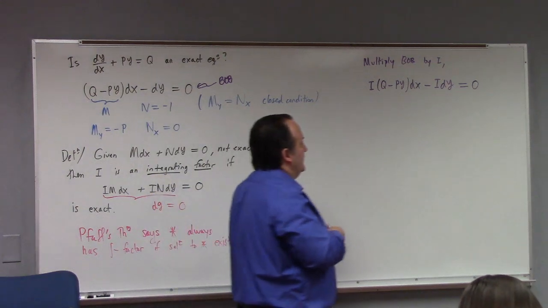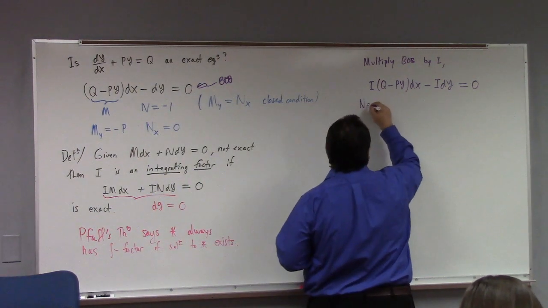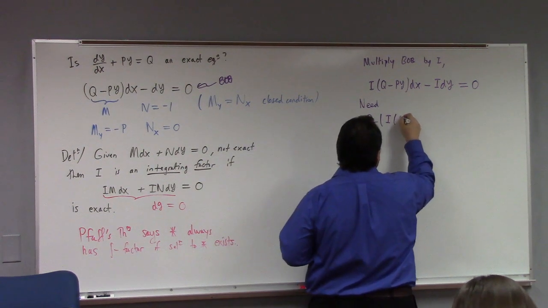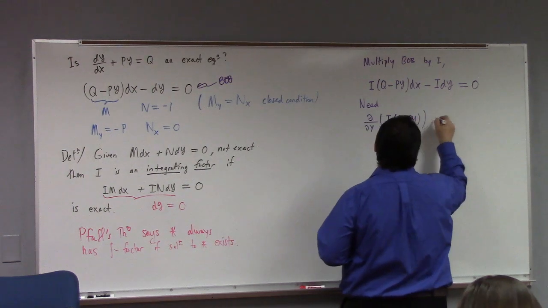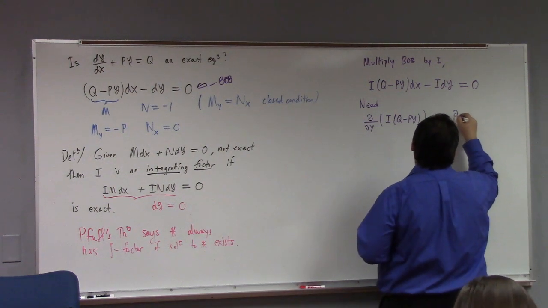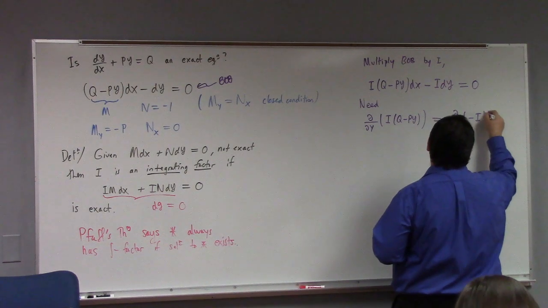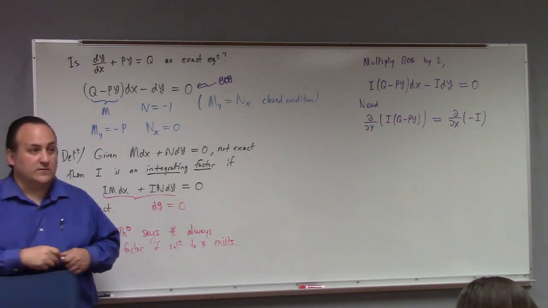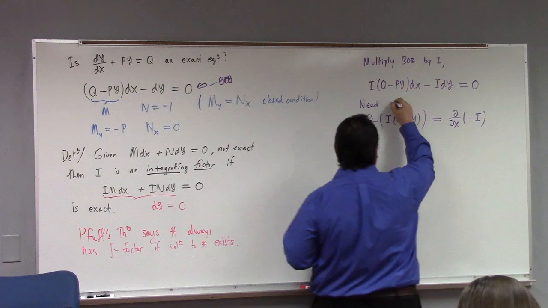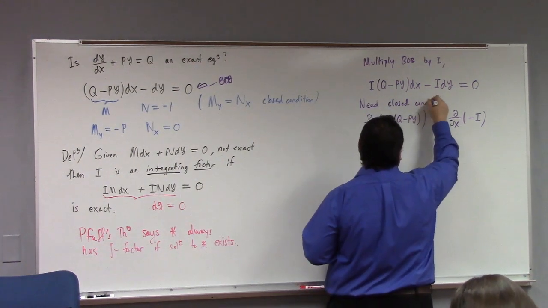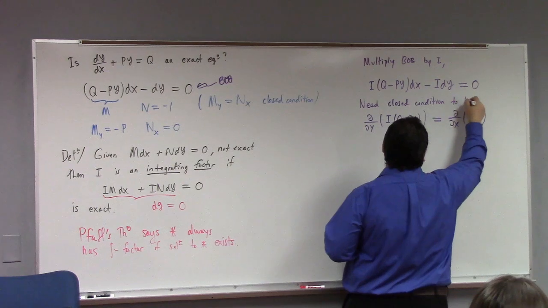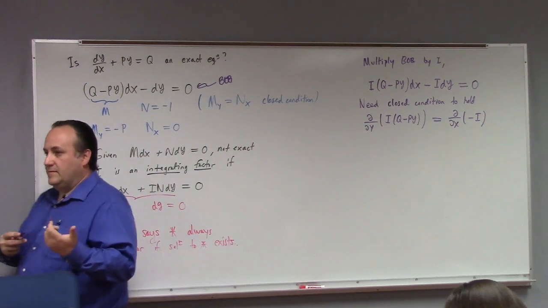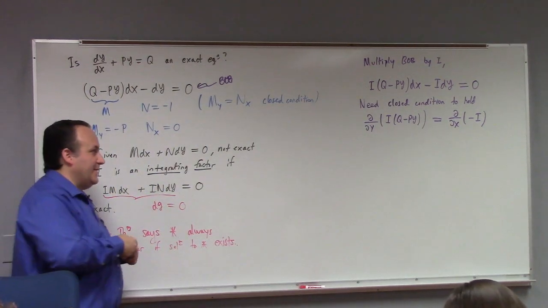So what do we need? We need partial y of I times (Q minus P y), right? Equal to partial x of minus I. That's what we need. We need the closed condition to hold, right? Because if we can get that, then it's exact. And by it I mean I times the whole equation.